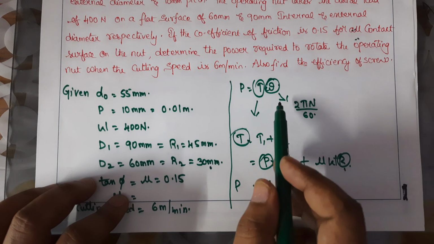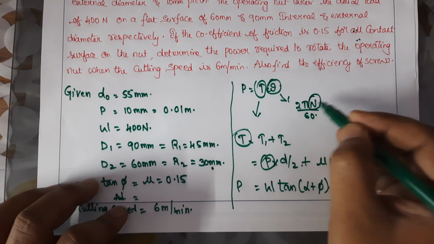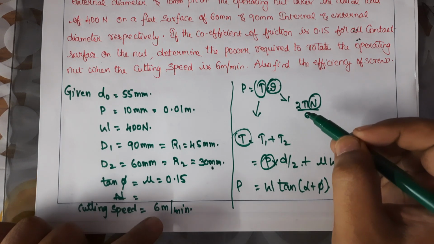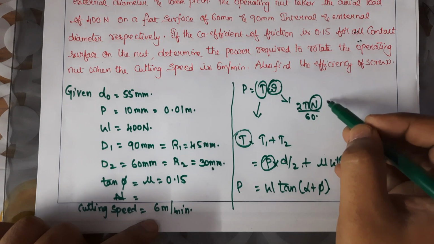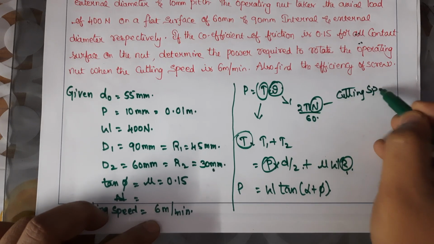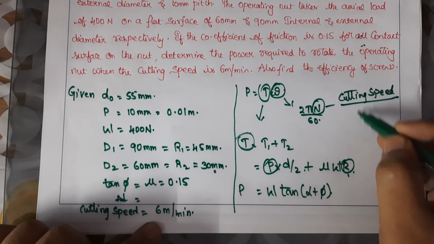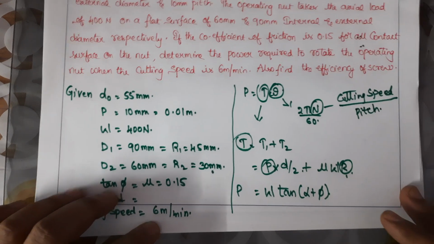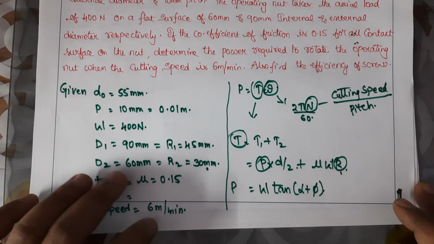Okay, so after that you can substitute the 2 pi N by 60. N is given in meters per minute, so we'll be converting it into revolutions per minute. That is cutting speed by pitch, and we can get the value in revolutions per minute. Okay, so this is how we can get the value of power.